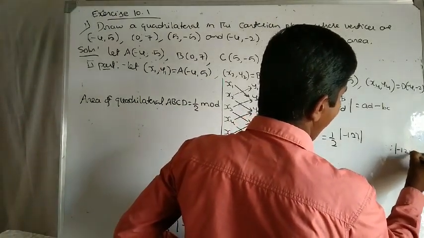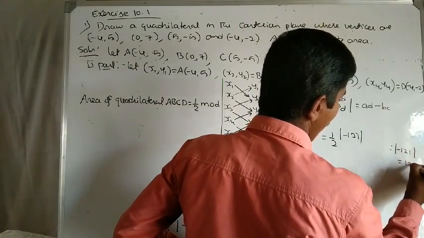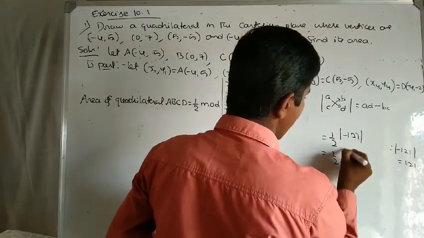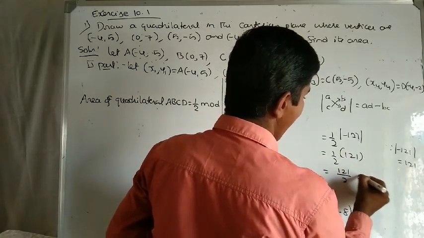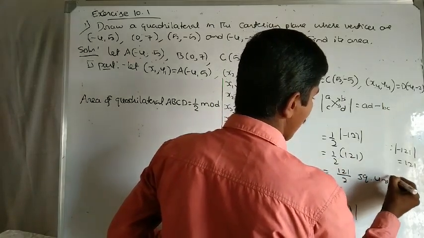Modulus means it is always non-negative. Modulus of minus 121 is plus 121. So 121 by 2. Area is always measured in terms of square units.